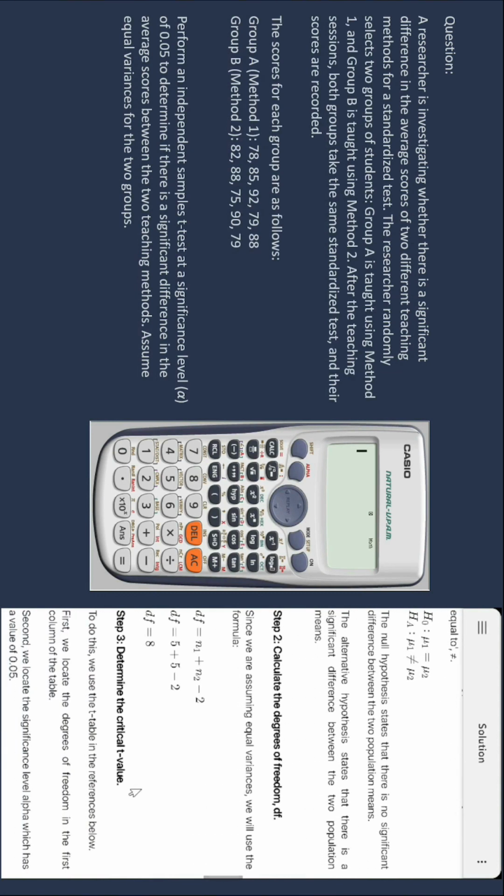In this particular part, we add the two sample sizes and then subtract by 2. So in this case, the degrees of freedom is 5 plus 5 minus 2 is equal to 8.